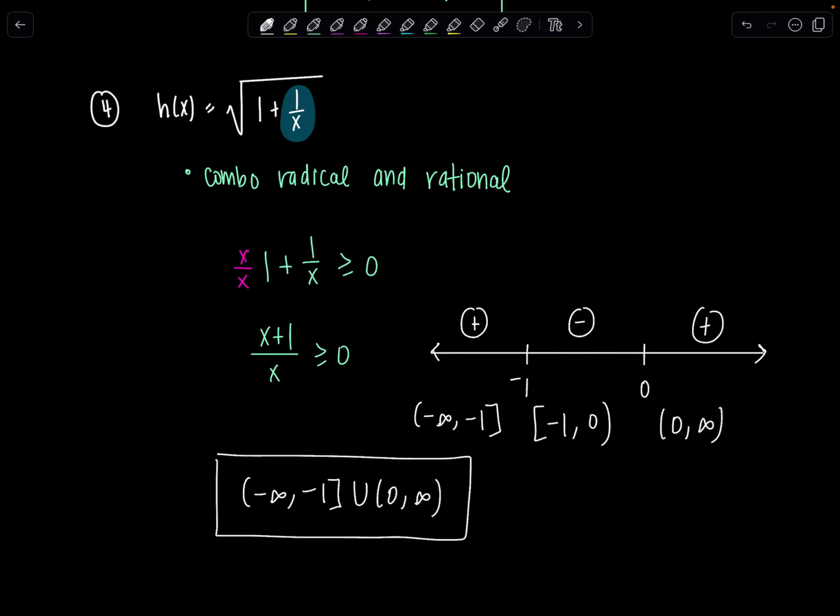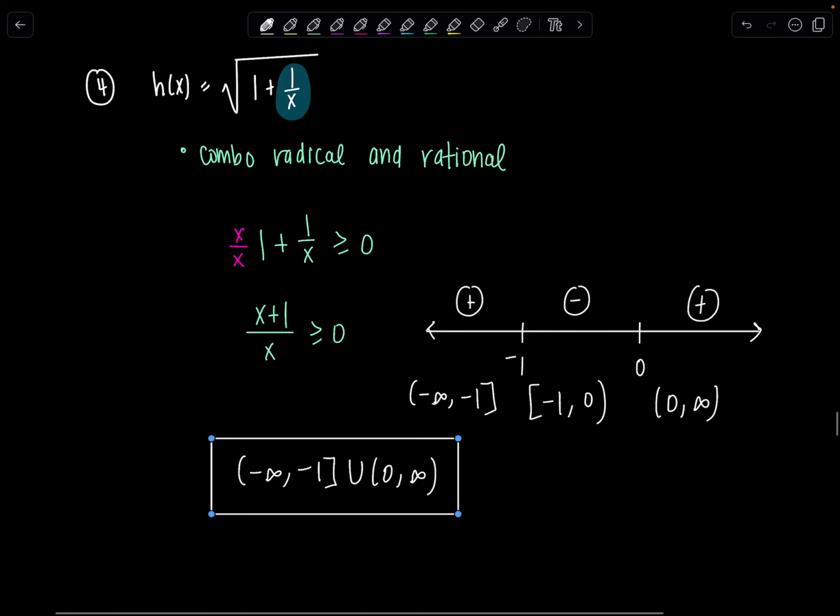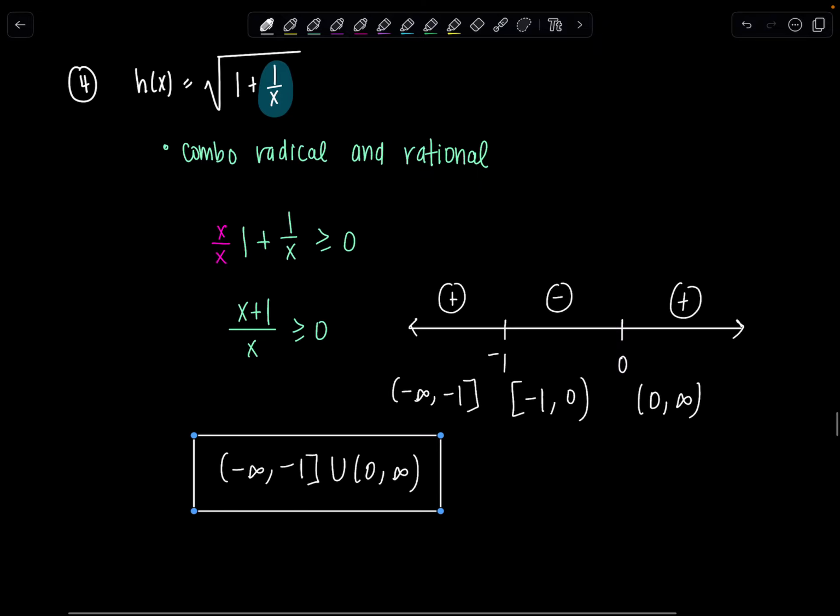You really wouldn't need to write this in set builder, but should you just want to know how to do it, you would say x such that x is less than or equal to negative 1 or x is greater than 0. But like I said earlier, most of the time in calc, you're just doing interval notation.